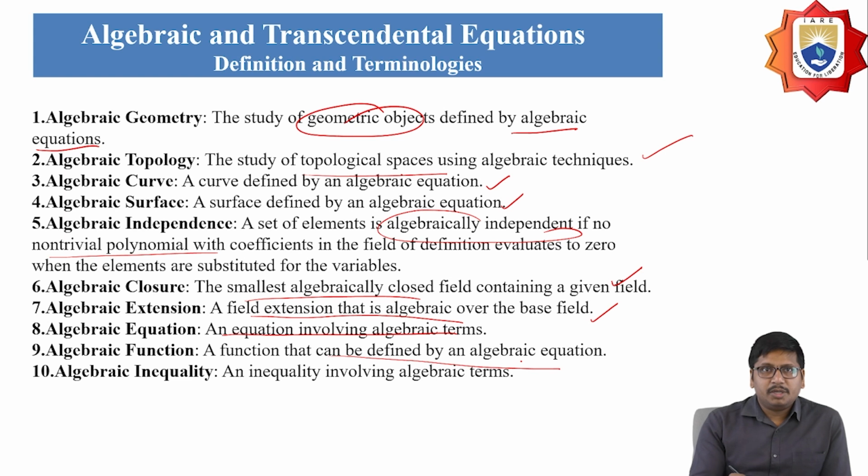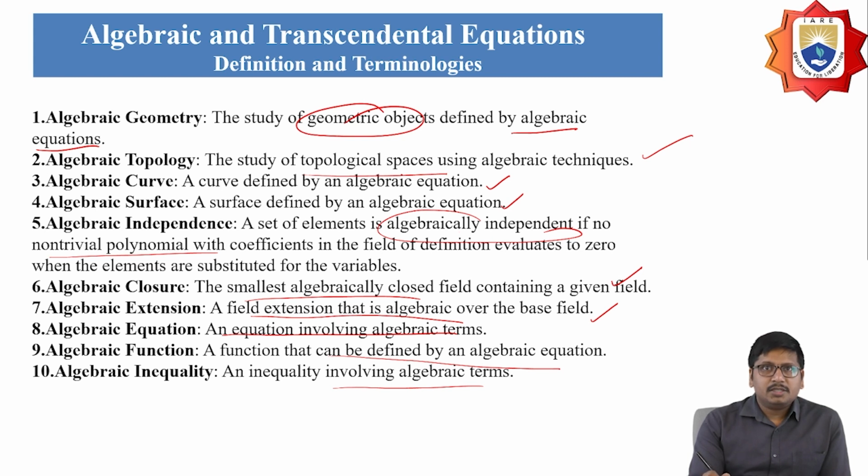and the function that is defined by an algebraic equation is called an algebraic function, and an inequality in which the terms are algebraic is called an algebraic inequality. The study of geometric objects defined by algebraic equations is called algebraic geometry, and the study of topological spaces using algebraic techniques is called algebraic topology. A curve defined by an algebraic equation is called an algebraic curve, and a surface defined by an algebraic equation is called an algebraic surface.